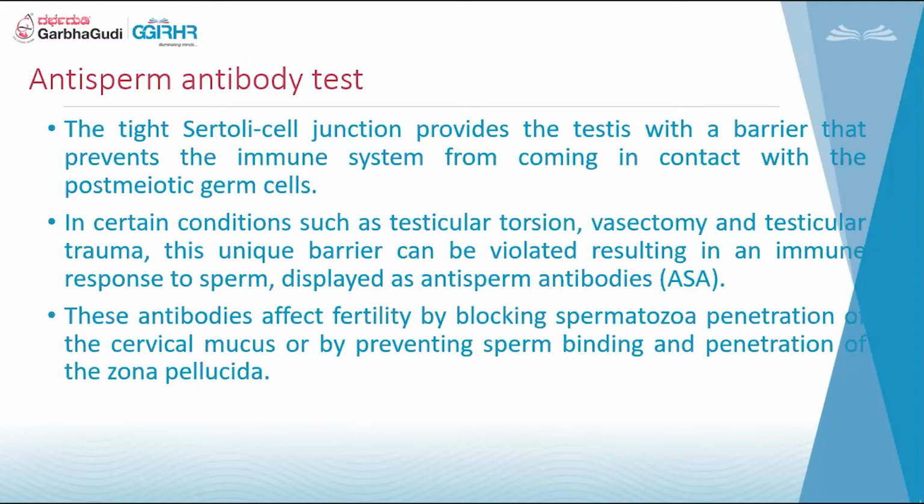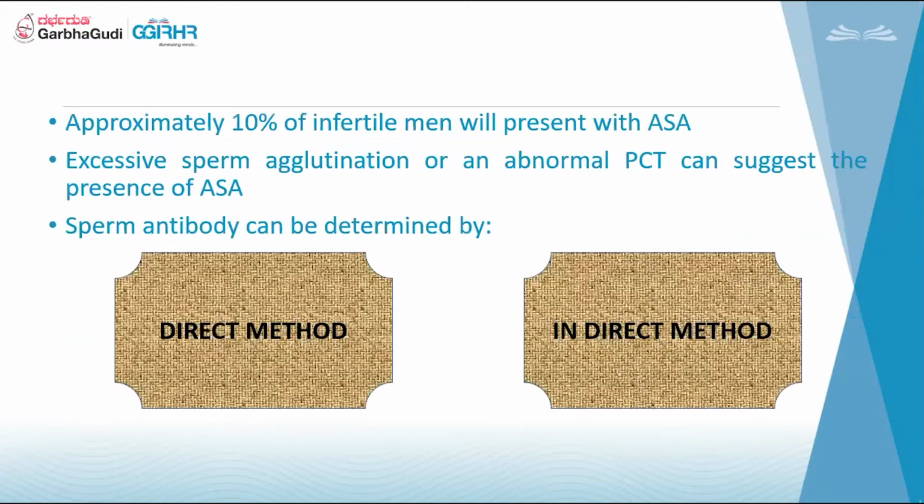Next, these antibodies affect fertility by blocking spermatozoa penetration into the cervical mucus or by preventing sperm binding and penetration of the zona pellucida. They clump themselves over there, right? Then how will it go and fertilize? So that is also the reason. So approximately 10% of infertile men will have anti-sperm antibody.